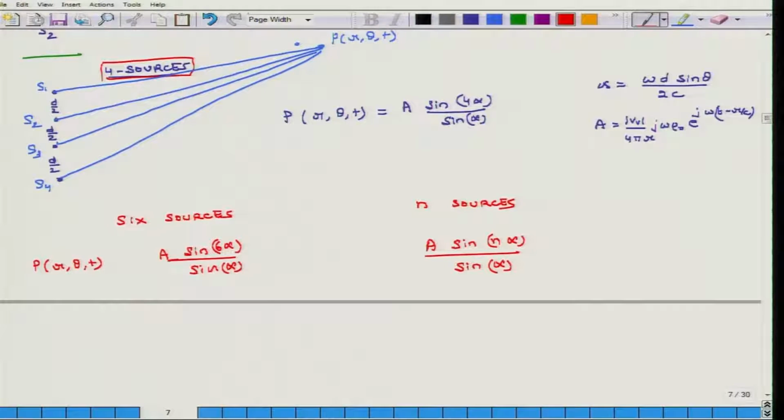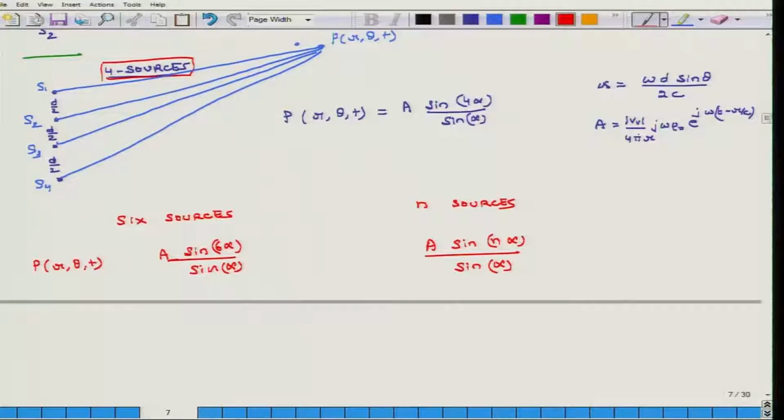Now, n could be an extremely large number, it could be infinite. An example of n sources could be a string, for instance of a guitar, and if all points in the string are moving in and out by the same amount, because the volume velocity is the same, and they are moving in phase with each other, then that kind of source could be considered as an array with n sources.